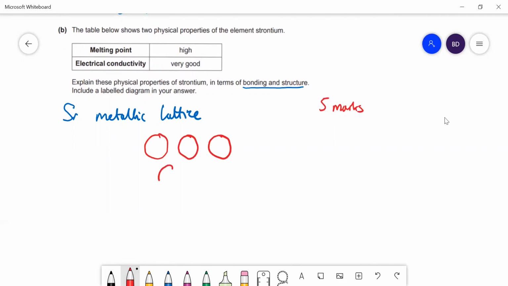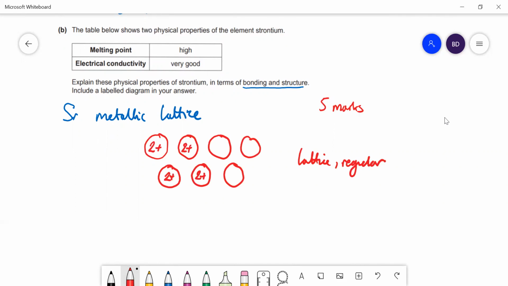It's going to be a regular lattice of ions. Each one's going to have a 2+ charge because strontium is in group 2, so it loses the 2 valence electrons. So you have a regular arrangement of positive ions, and in between them you have a sea of delocalized electrons. Okay, so that's our structure and bonding.